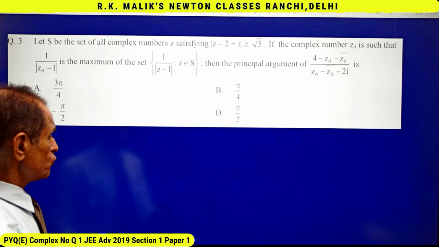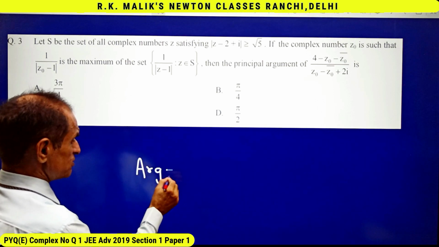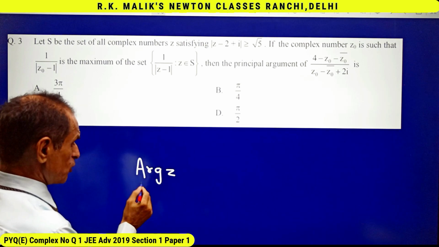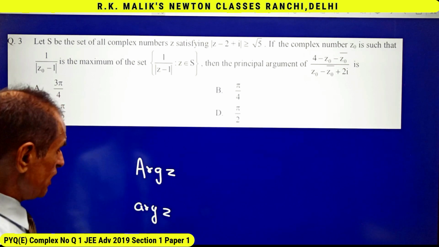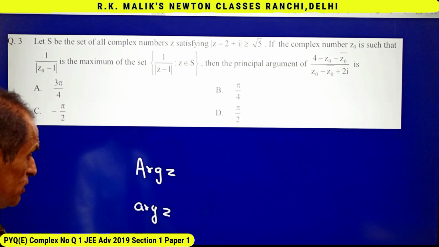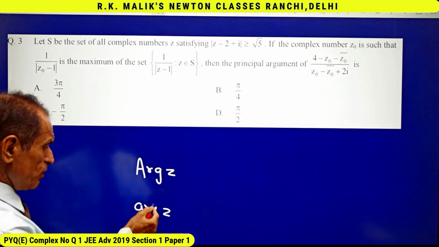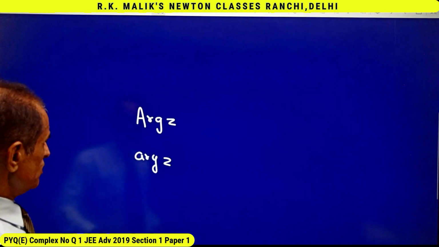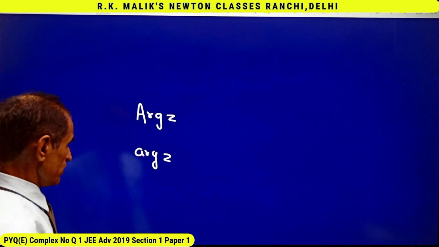First thing is you should know that when I'm writing this symbol, it means I'm saying about general argument. But if I say about this, it means I'm saying about principal argument. This is the notation used for general argument. This is the notation used for principal argument. That is, the difference lies in capital A and small a.